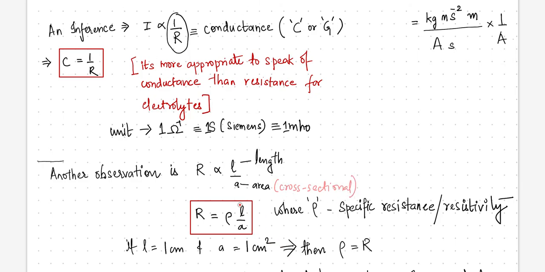Okay. So now if you replace this proportionality symbol with an equal to sign, you know that we have to add a proportionality constant. In this case, we use a constant called rho. Rho is a Greek letter. This constant rho is called the specific resistance or resistivity.